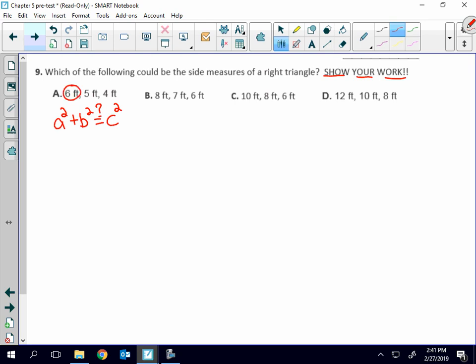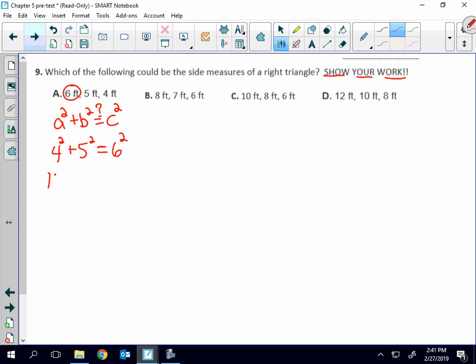6 has to be C. Why? Because it's the biggest one. I don't care which order you put the 4 and the 5 in, but C has to be the biggest number. So I'm going to call A the smallest one, B the next, and C the biggest number. So let's check. Does this work?